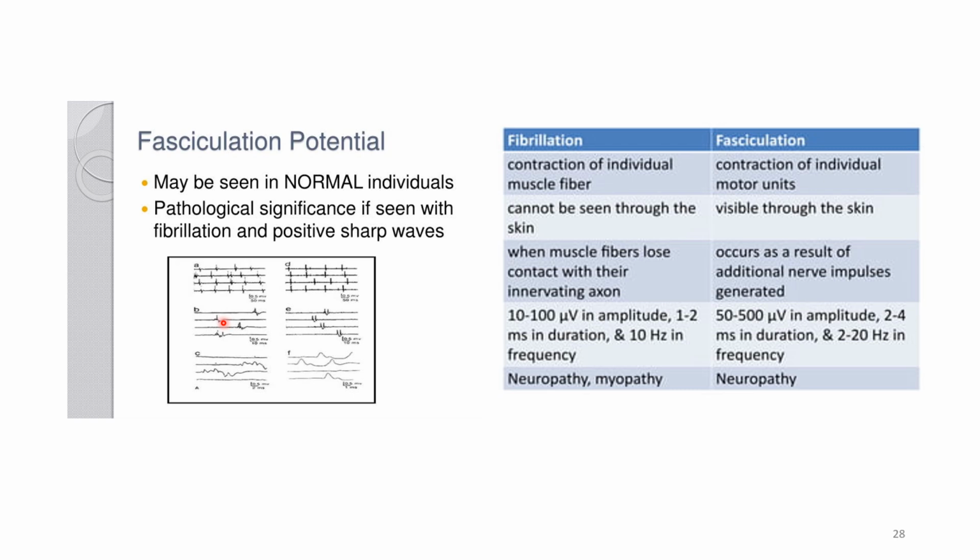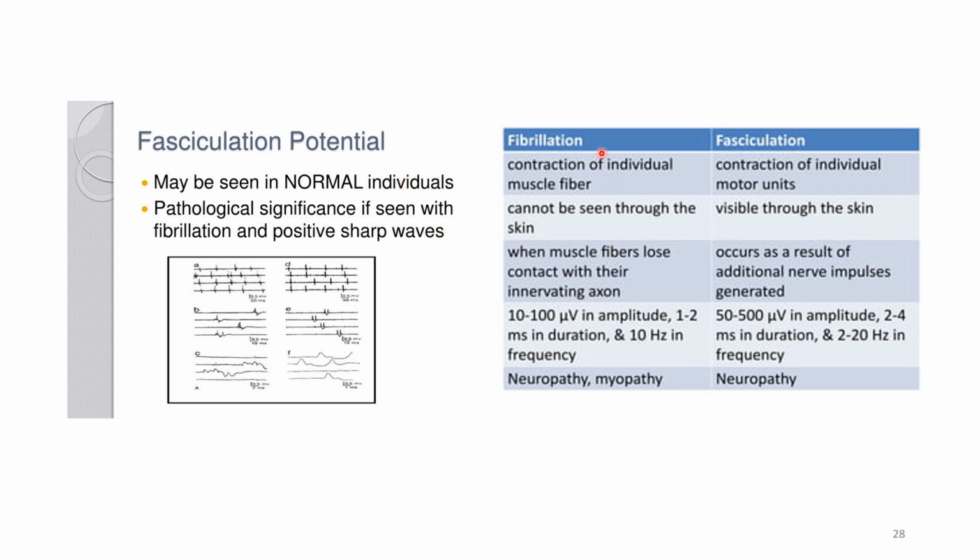You see this, and sometimes it may be seen in normal individuals also. But pathological significance should be given if it is seen with fibrillation and positive sharp waves. So if fasciculations are seen with fibrillation or with positive sharp waves, then it is a pathological condition. Otherwise, in some normal individuals also we can see some fasciculation potentials.